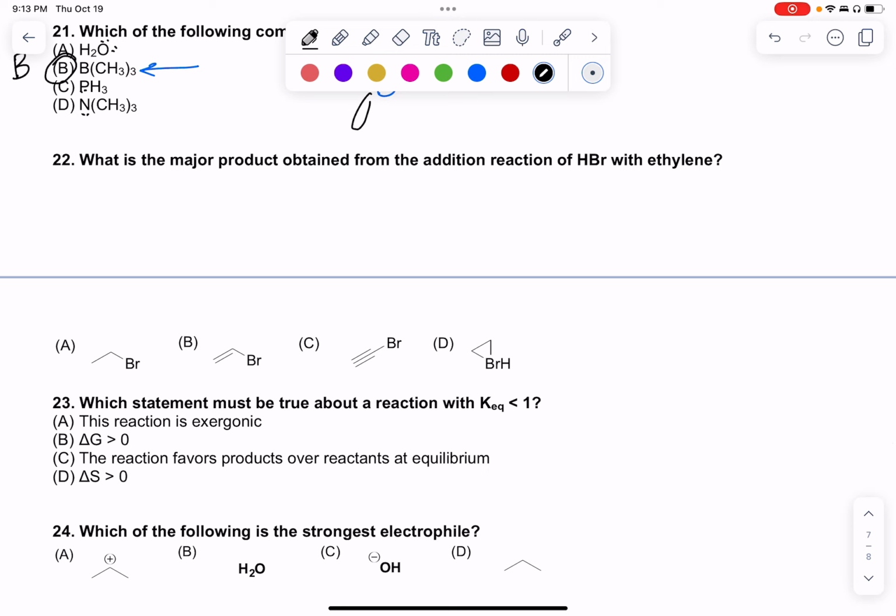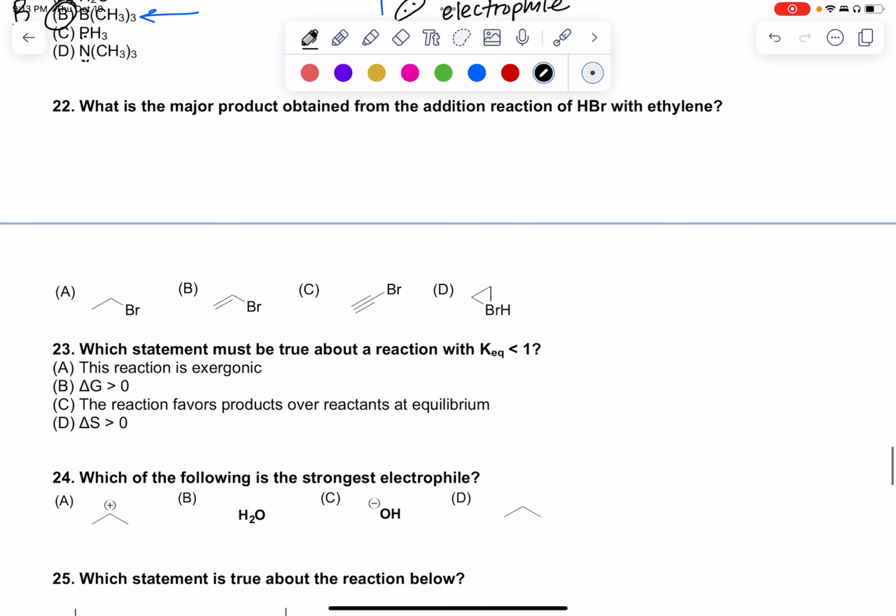All right, what is the major product obtained from the addition reaction of HBr with ethylene? All right, we've got it down here. Ethylene, ethyl, methyl, I always go through my head, methyl, ethyl. Ethyl is 2. Ethylene is a double bond, and we're adding HBr to it.